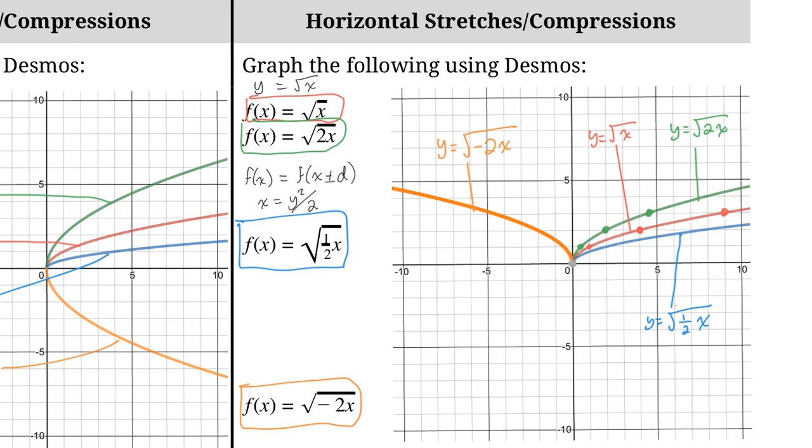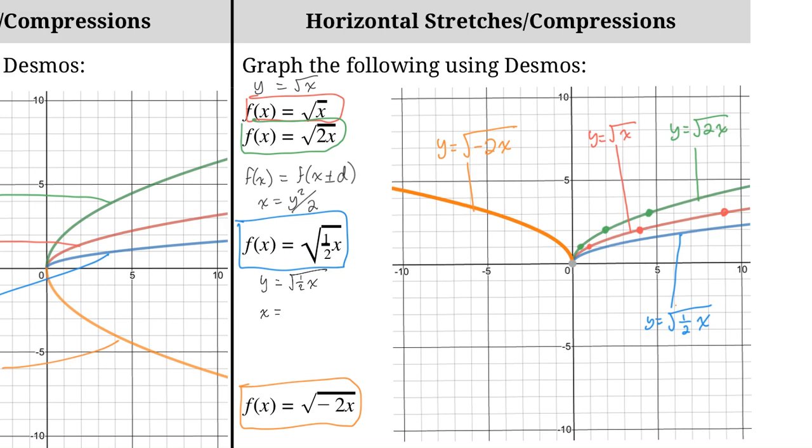So if we look at our blue function, inside that square root, we have 1 over 2x. X is being multiplied by 1 over 2, or in other words, x is being divided by 2. And if we want to look at this in terms of x, so this is our equation in terms of y, square root of 1 over 2x, and we want to get this in terms of x.